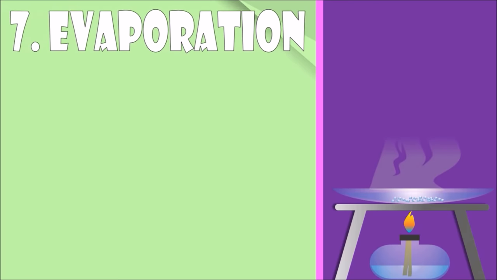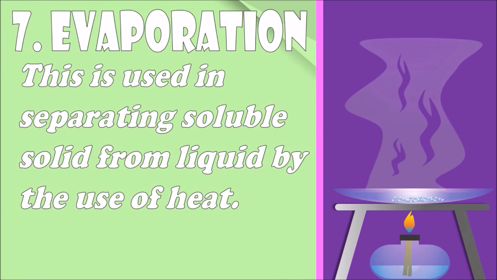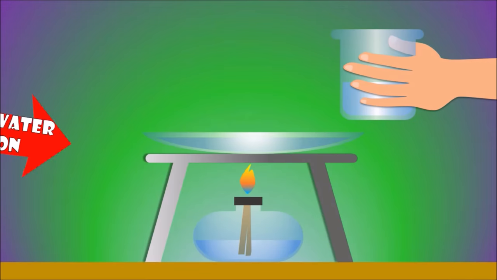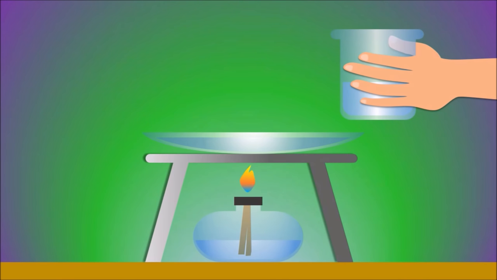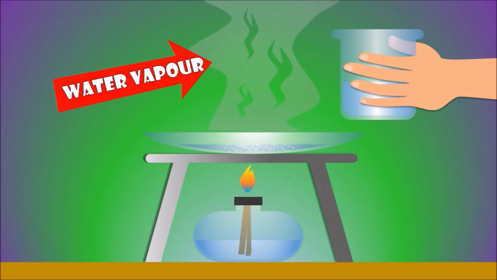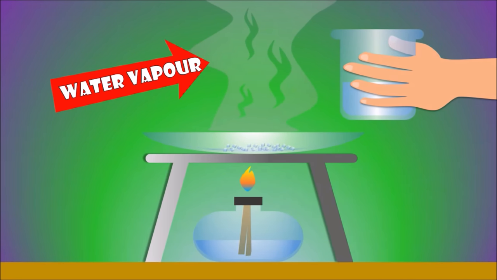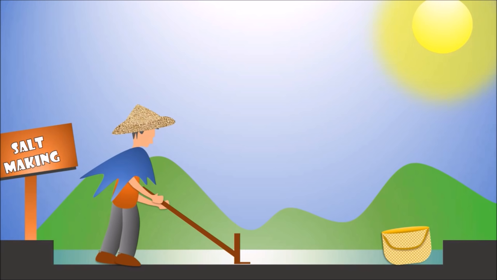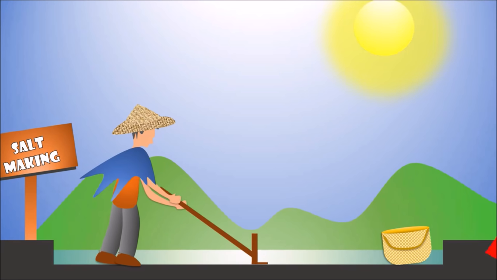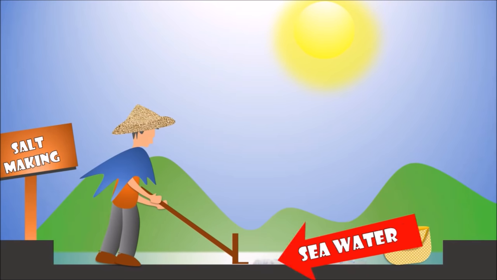Number 7. Evaporation. This is a technique in separating a soluble solid from a liquid. By the use of heat, the liquid evaporates and is separated from the soluble solid. This method is used by people who produce salt by evaporating seawater under the sun.